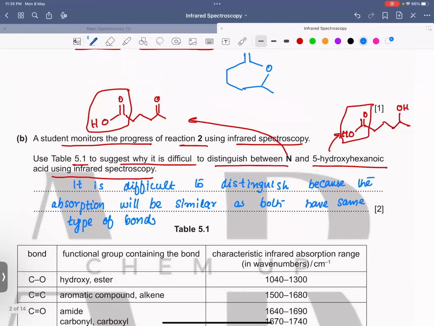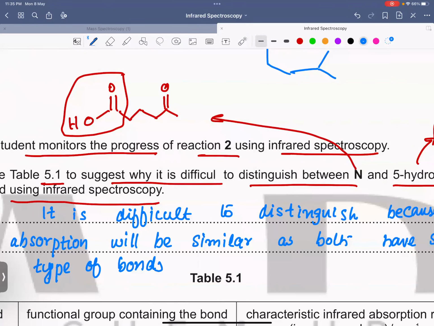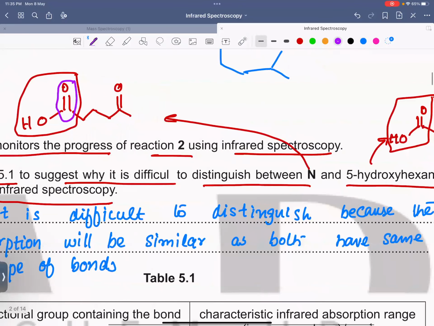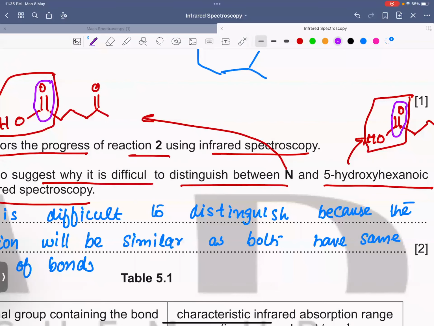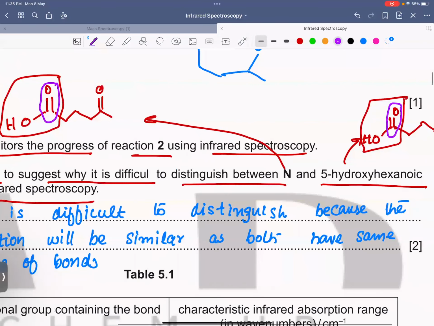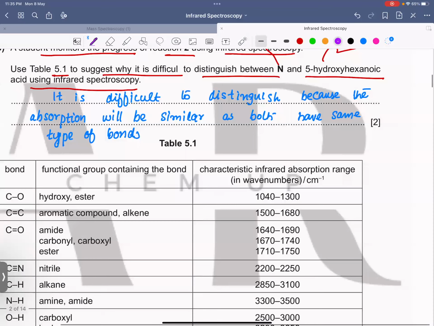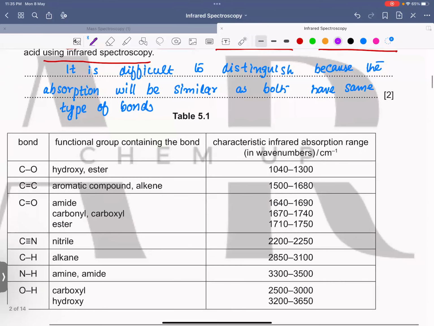Okay. See this bond. It's a C double bond O. Yes. It is in both the molecules, right? So both the molecules are going to give me this signal, right?